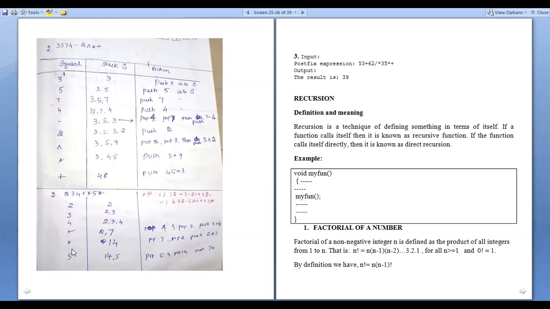Next, we have the operand 5. As it is an operand, we are pushing it after 14. Now the last operator that we have is star. So we will be performing multiplication on 14 and 5. The last element popped out is 5. 5 multiplied by 14, the answer is 70. So the result 70 will lastly be pushed to the stack.